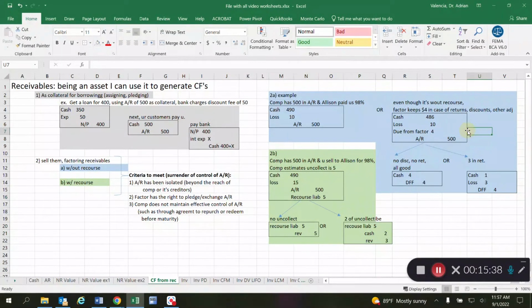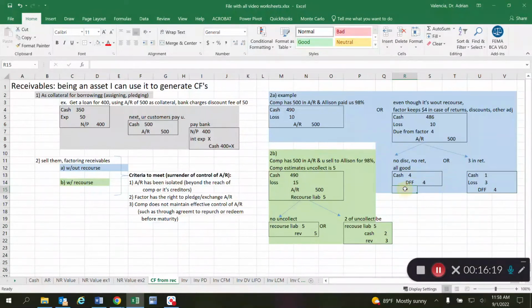Okay, so now let's go back to what can happen in the future here. Assume that afterwards, Allison, the factor, is able to collect the full $500 from clients. There were no returns, there were no discounts, everything was fine. In that case, I would get a check for $4 from Allison, and I would be back in the same position that I was right here, because that would have been $486 plus 4. I will receive the full $490, and then I reduce the due from factor account. Here I just abbreviated so it would fit, but this is DFF.